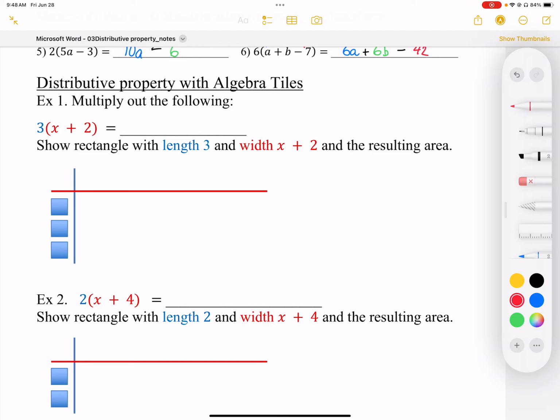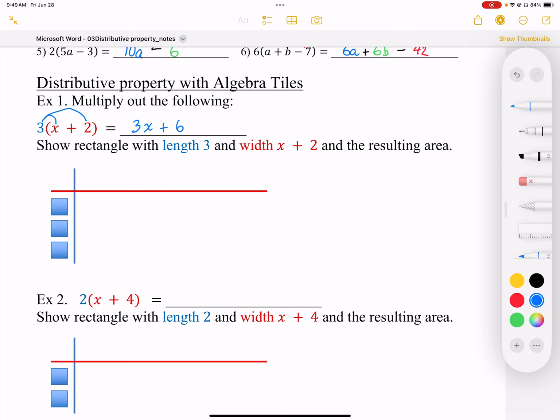We can see distribution when we use algebra tiles or when we do box multiplication. So here we have three groups of x plus 2. So when we distribute this out, we go 3 times x plus 3 times 2. So we get 3x's plus 3 times 2 is 6. So we're counting those separately.